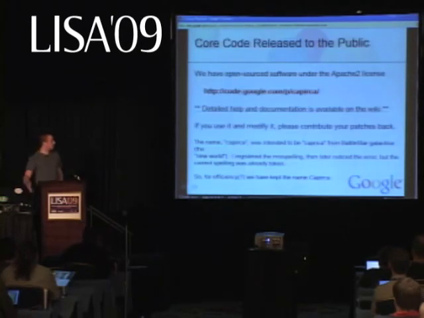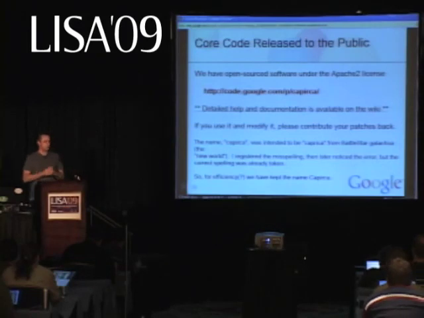And so finally, we've talked about it being open source. This is the location of the code: code.google.com/p/capirca, Capirca, as I like to call it. As Tony wrote here, the name Capirca was intended to be Caprica from BSG. I'm sure you've all watched it, and I'm sure there are Galactica fans here. I misspelled it.